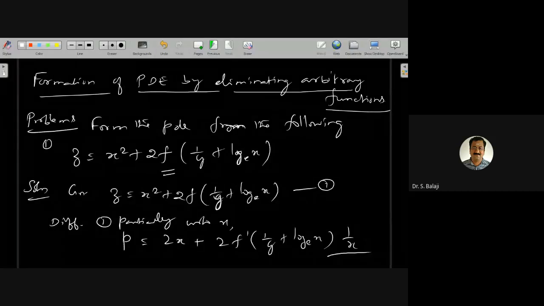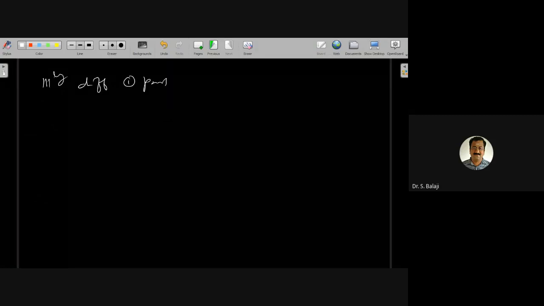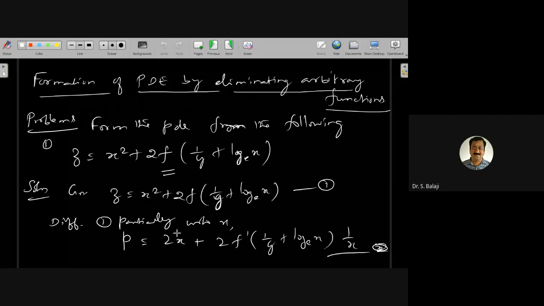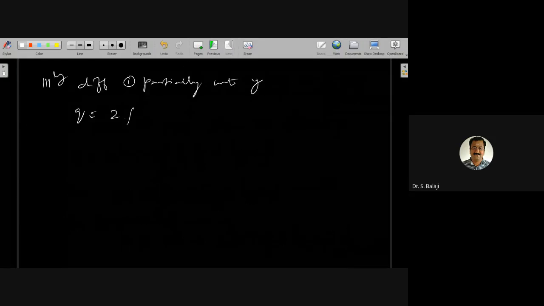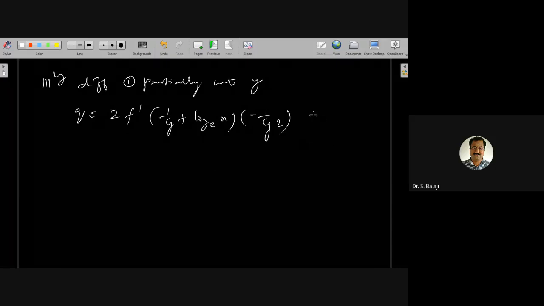Similarly, this is one derivative. Similarly, differentiate equation number one partially with respect to y. Left side is q. Right side, with respect to y, means 0, and 2f dash, the same thing you can get, of the whole expression 1 by y plus log x. Then the derivative with respect to y, you can get minus 1 by y square.